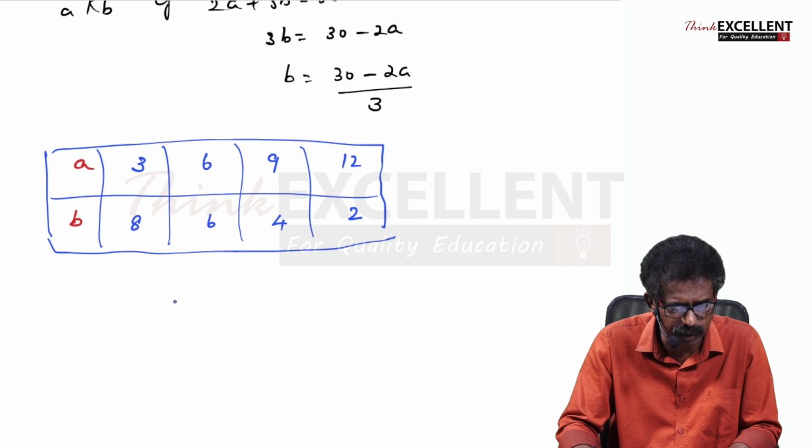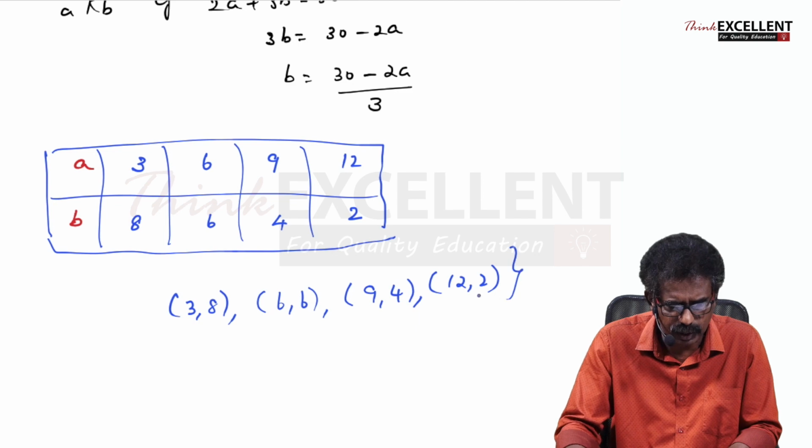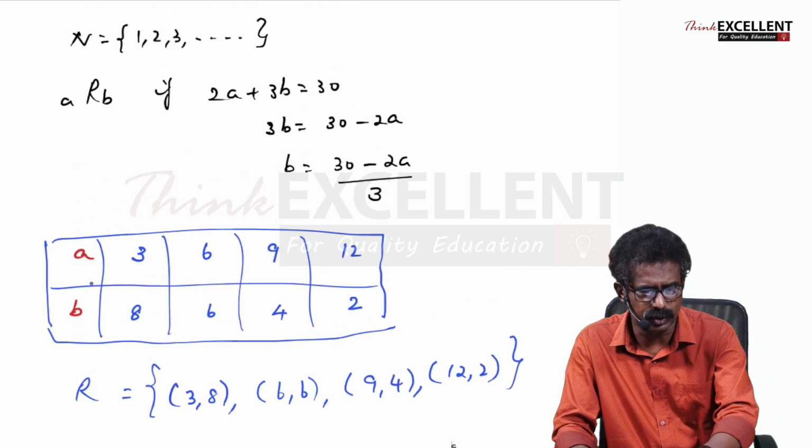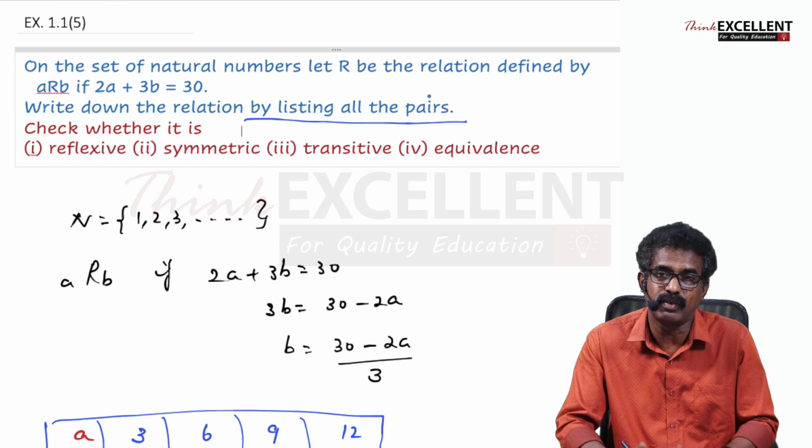So the set of ordered pairs, what is that? (3, 8). First one. Second one is (6, 6). (9, 4) and (12, 2). So for the relation, you have to write it as a set of ordered pairs. This is the relation. This is the first part they asked, right? Write down the relation by listing all the pairs. So that part we finished.